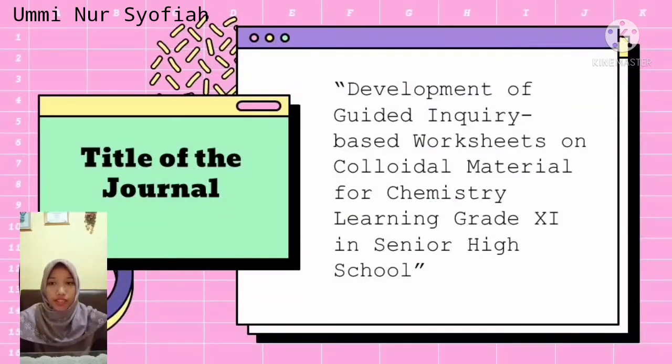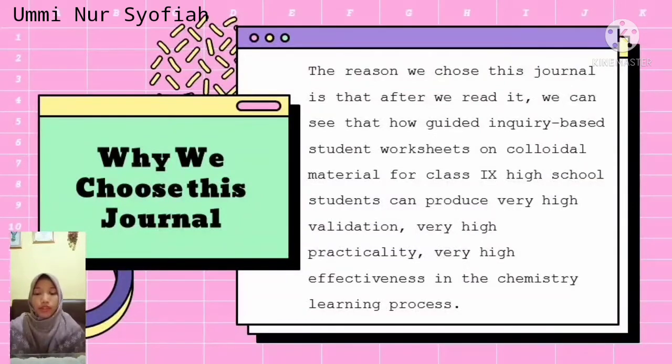The first, title of the journal is Development of Guided Inquiry-Based Worksheet on Colloidal Material for Chemistry Learning, Grade 11 in Senior High School. The second, why we choose this journal. The reason we choose this journal is that after we read it, we can see how guided inquiry-based student worksheet on colloidal material for class 11 high school student can produce very high validation, very high practicality, very high effectiveness in the chemistry learning process.